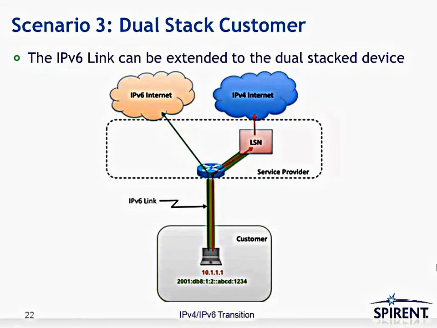For scenario 3, it is possible for a customer to be dual stacked to run both IP version 6 and IP version 4 traffic and directly connect to the ISP without even using a CPE modem. So scenario 3 would combine both scenarios 1 and 2, 1 for the IP version 4 traffic and 2 for the IP version 6 traffic, but provide the customer a native link into the ISP without even having to go through a CPE modem.